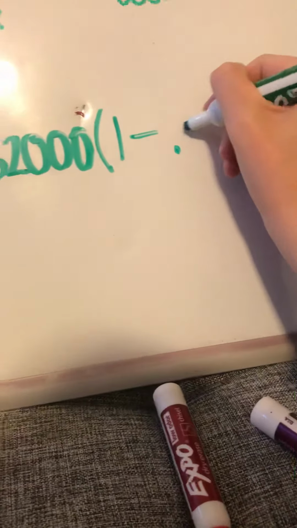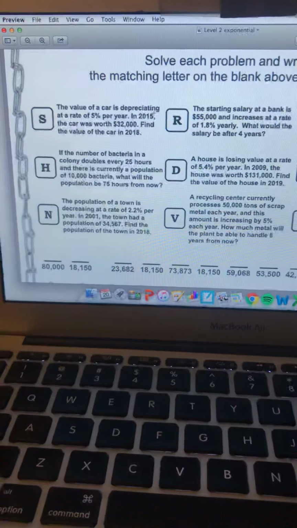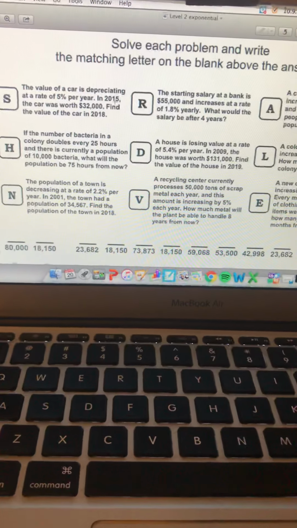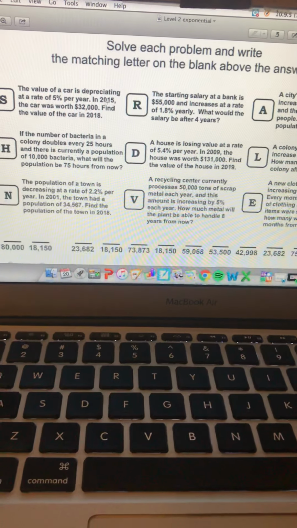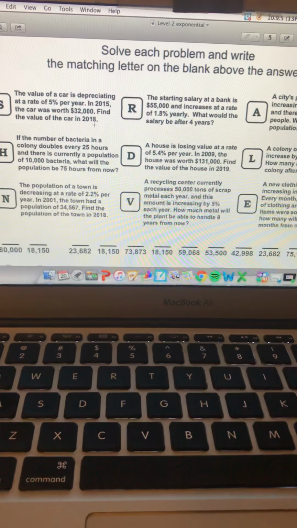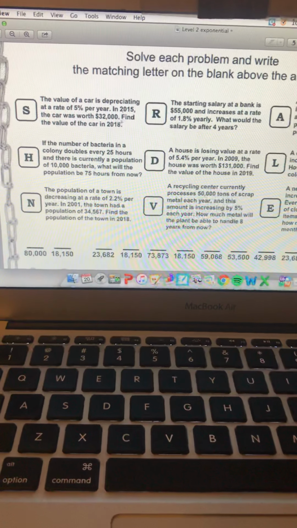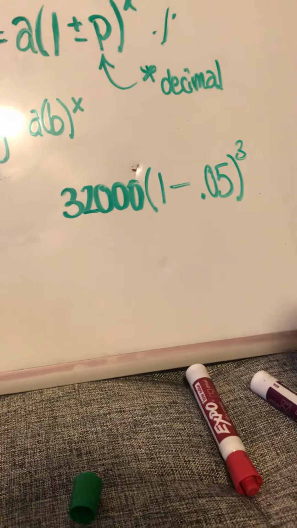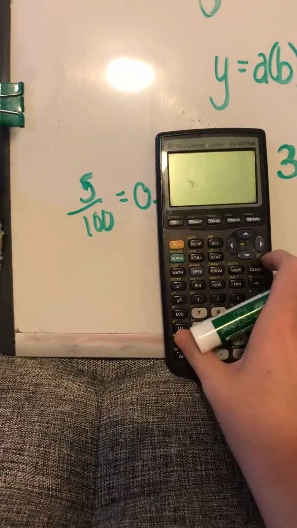So I'm going to plug that in here. I'm asking you for the value of the car in 2018. Notice they told me 2015, which was the starting value. So I need to think about how many years actually passed from 2015 to 2018, which should be 3. So my variable here should be raised to the 3rd power. That is an exponent. And then at this point, it is a straightforward calculator question.